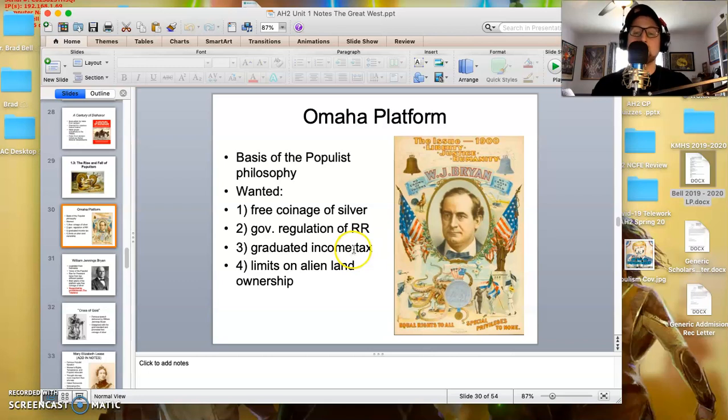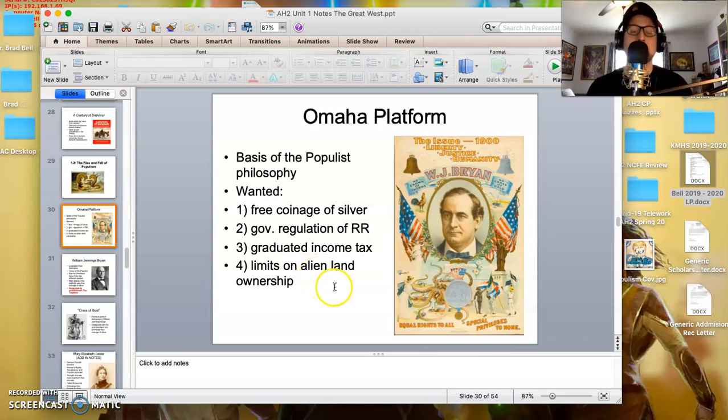The more you make, the more the government takes from you in taxes. Pretty standard now. Democrats do more of that than Republicans, but still, even when Republicans are in power, the rich generally end up paying more taxes. Not always, but most of the time.